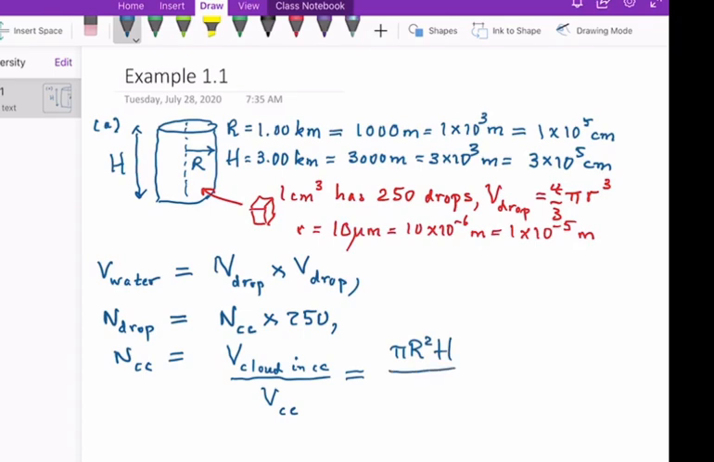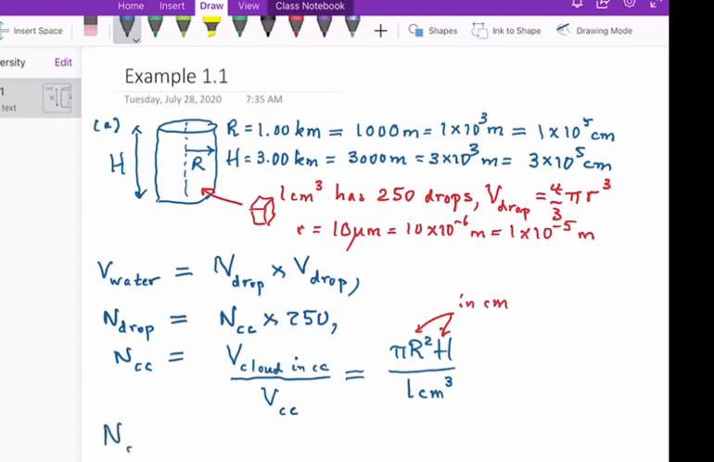And the volume of 1 cubic centimeter is exactly 1 cubic centimeter. Sounds almost silly, but it's useful. Now note that when I plug in numbers for the radius, big R, and the height, big H, they need to be in centimeters, because I need the volume of the cloud in centimeters to divide by 1 cubic centimeter to get the dimensionless quantity NCC.